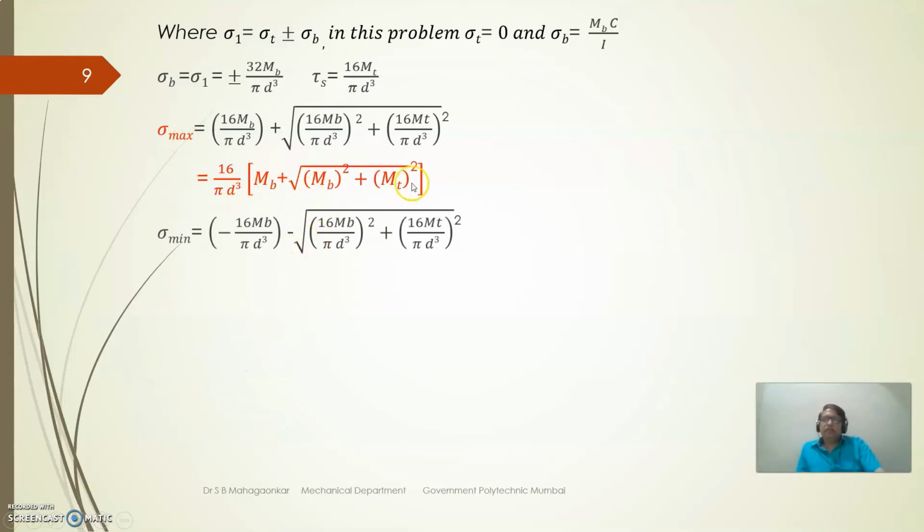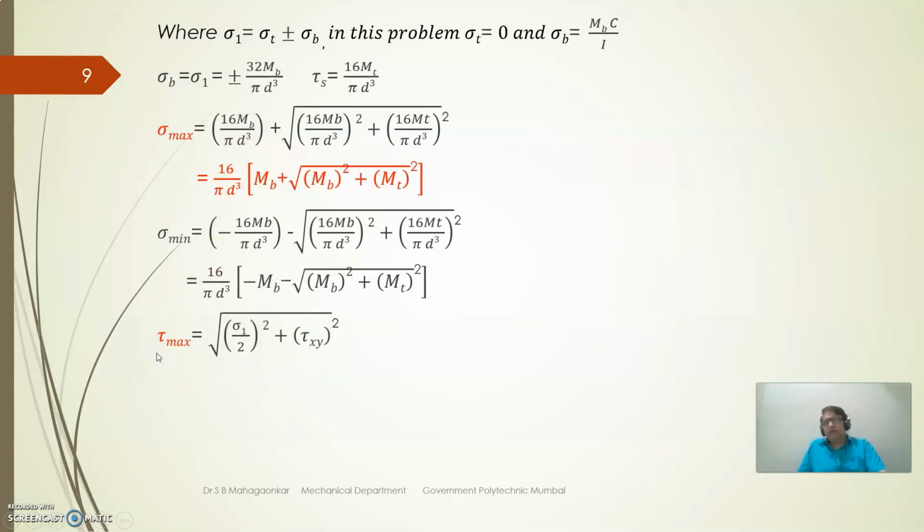This is for sigma maximum. Similarly, we can get sigma minimum. Here it will be minus. So that indicates that this is compressive and this is tensile. There is no change in the magnitude. We always have to go for the maximum, whether it is tensile or compressive.